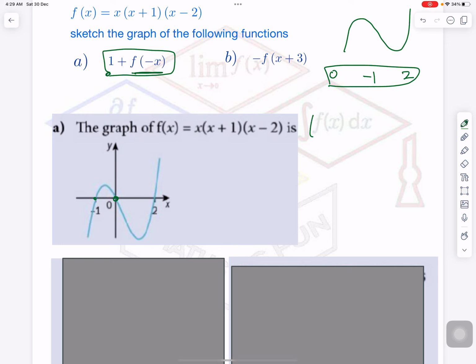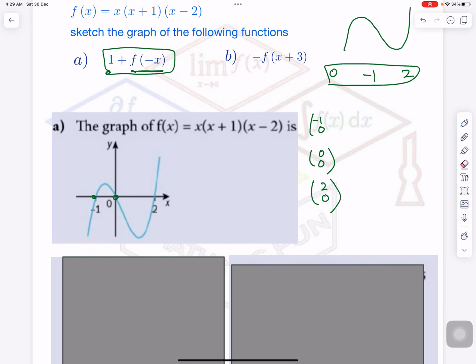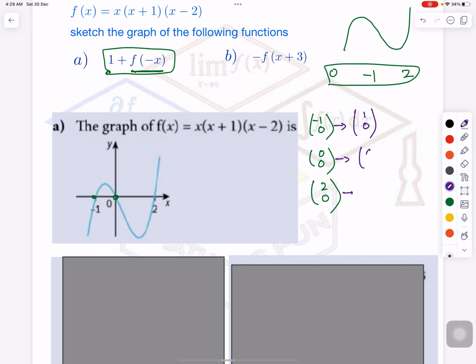Let me write the points here. One point was minus 1, 0. The second point was 0, 0. And the third point was 2, 0. So first I am reflecting in the y-axis, so my x coordinates will change. Okay. So this will become 1, 0. 0 will remain 0. Minus 2, 0.